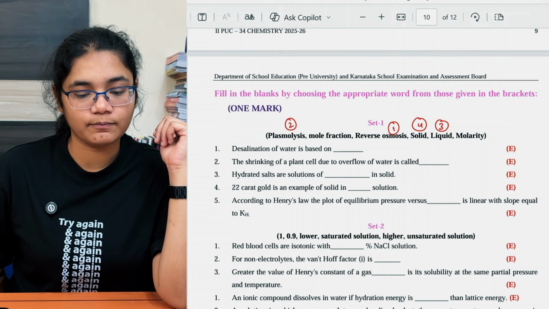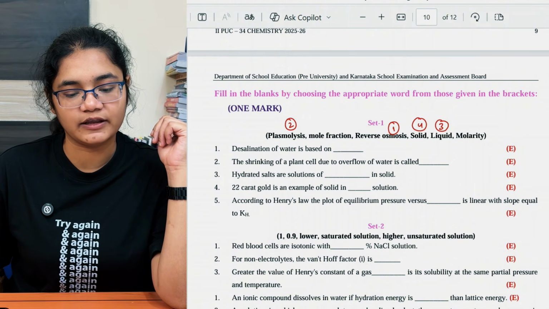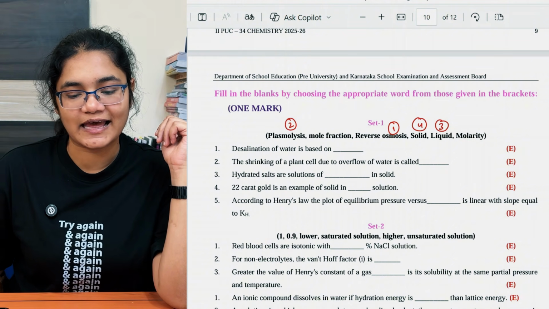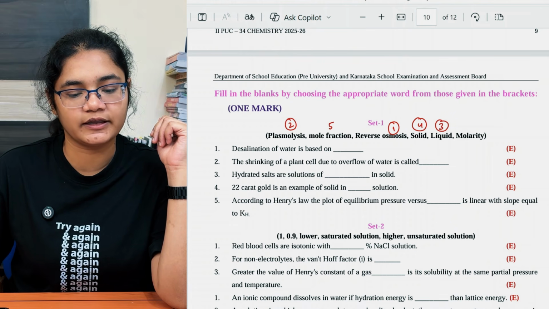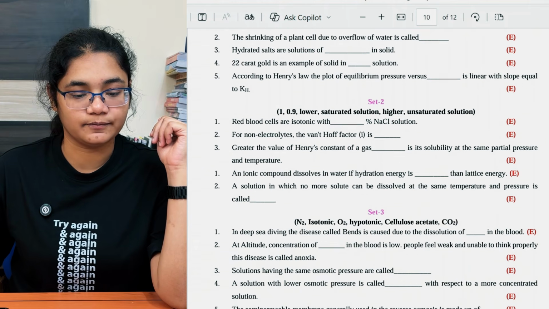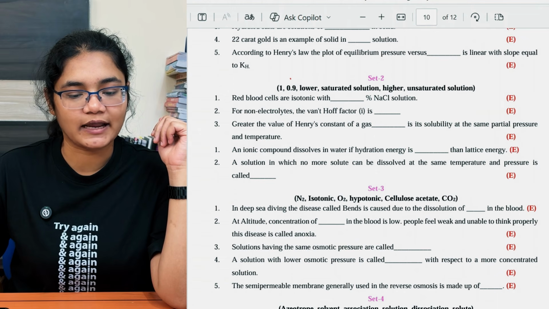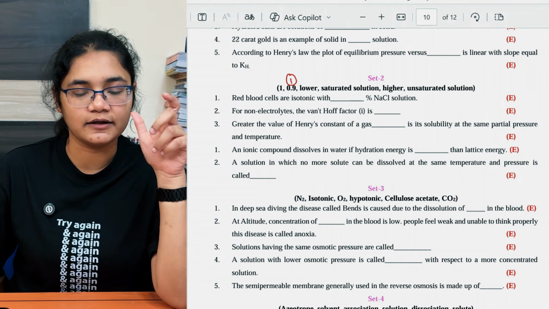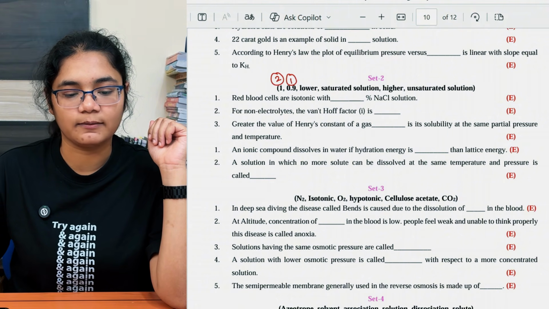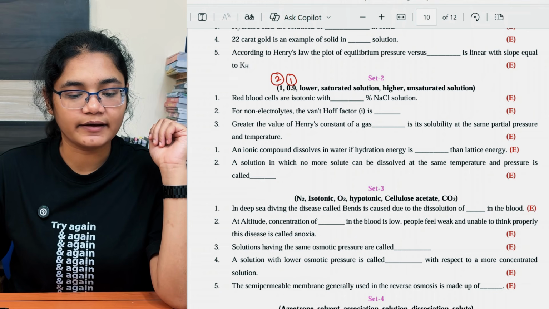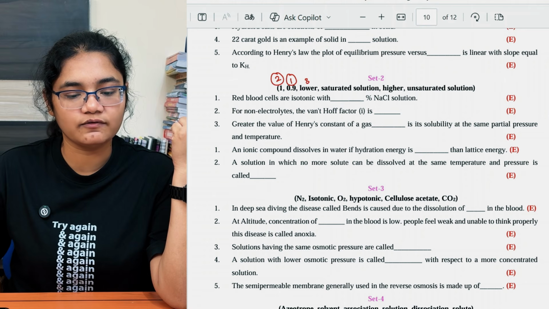According to Henry's law, the plot of equilibrium pressure versus mole fraction is a linear slope with slope equal to K. From the equation only we know this is the mole fraction. Okay, next, red blood cells are isotonic with 0.9%. So that is our blood osmotic pressure. For non-electrolytes, the van't Hoff factor is equal to 1 because they don't associate or dissociate. Greater the value of Henry's constant of a gas, lower will be the solubility.